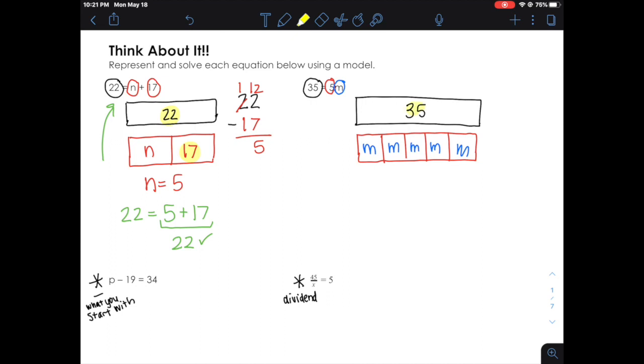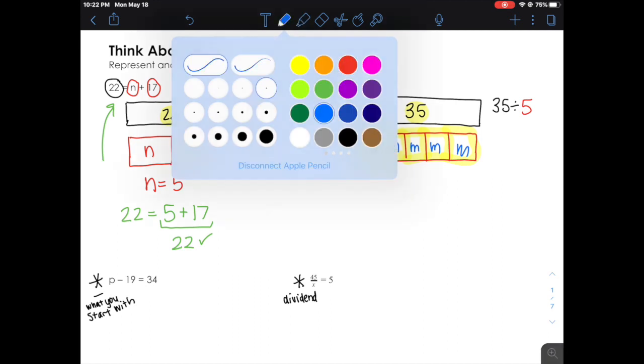Okay, look at what information you have. You have your total, and then you also have your number of groups, which is 5, because you have 1, 2, 3, 4, 5 groups. So since you know the total, you're always going to use division. If you ever know the total, you're going to divide to help you solve for that variable. So we're going to do 35. Let's color code this. So 35, our total, divided by the number of groups, 5. And then that's going to give us m.